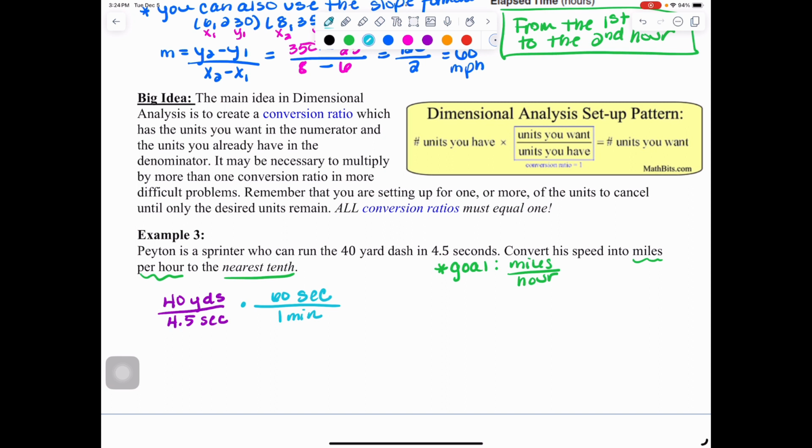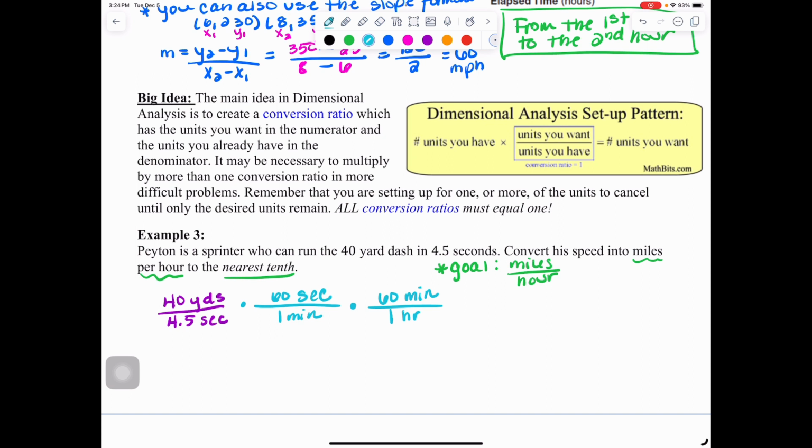Because then I know my seconds will cancel out. And now I'm at minutes, but I'm going to need to end up at hours. So I'm going to need those minutes to cancel. So I'm going to make another fraction with minutes on top, because then I know minutes and minutes will cancel. I'm trying to get to hours. How many minutes are there in an hour? There are 60 minutes in 1 hour.